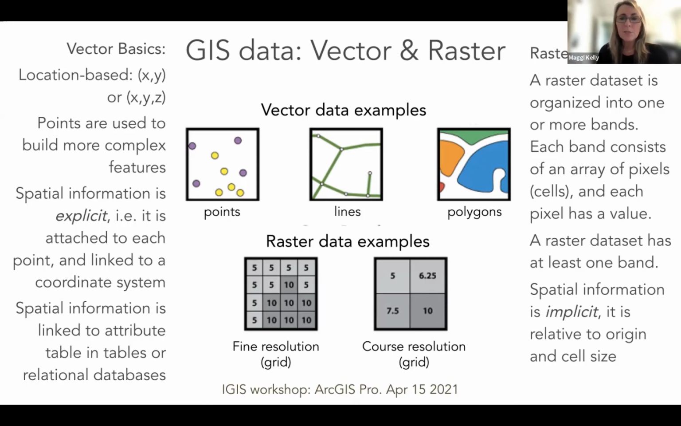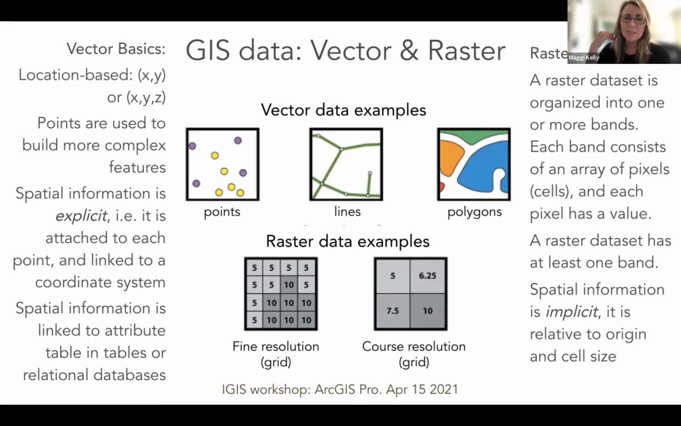And as I said, spatial data is explicit, it's contained within it, which means you can ask questions like, which way am I going? What's to the left of me? What's to the right of me? Those are called topological questions. Raster data is different.